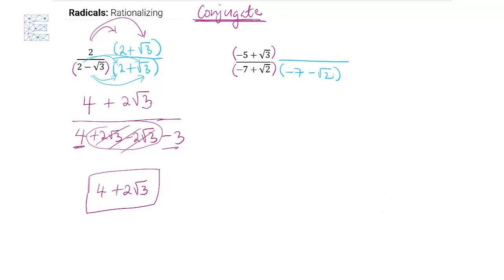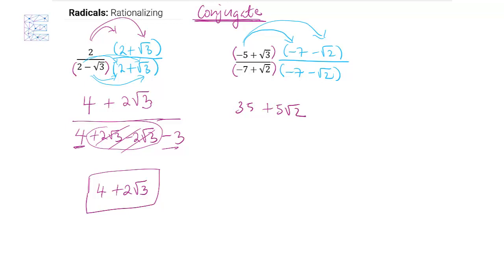And if you do that to the denominator, you have to do that same exact thing to the numerator as well. So the next step is foiling. And all that means we're going to be taking this negative 5 and multiplying it into this parenthesis. So negative 5 times negative 7 is 35. Negative 5 times negative root 2 is positive 5 root 2.